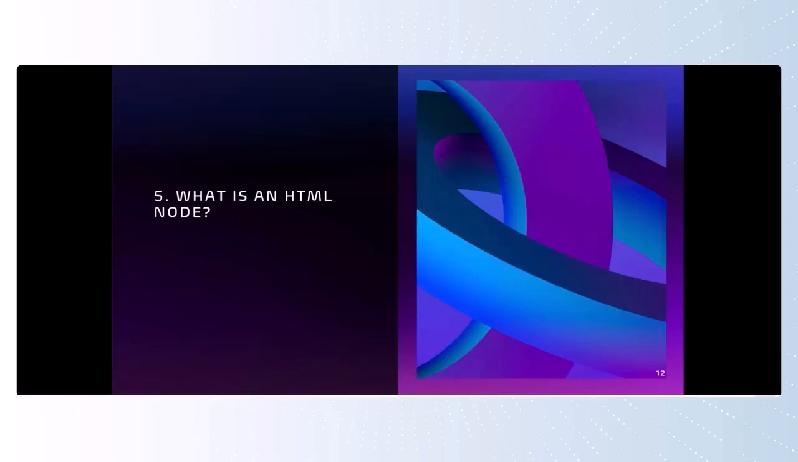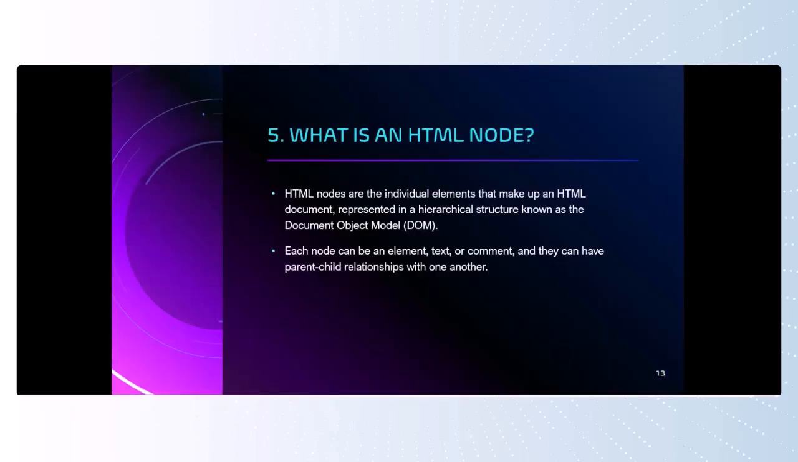And an HTML node. Nodes are the individual elements that make up an HTML document, represented in a hierarchical structure known as the Document Object Model, DOM. Each node can be an element, text, or comment, and they can have parent-child relationships with one another.